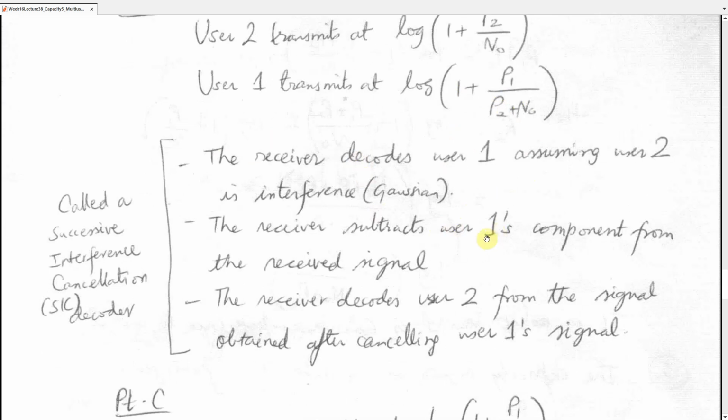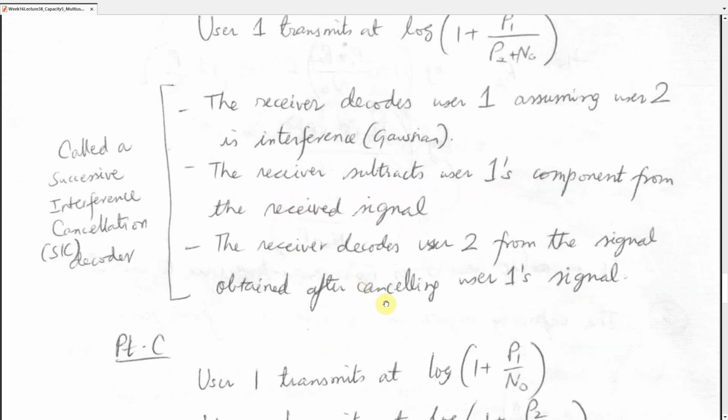How is the decoding done at this point? The decoding is done in this way. The receiver decodes user 1, assuming user 2 as interference, a Gaussian interference. So the receiver subtracts user 1's component from the received signal. The receiver decodes user 2 from the signal obtained after cancelling user 1's signal. So this is called a successive interference cancellation decoder.